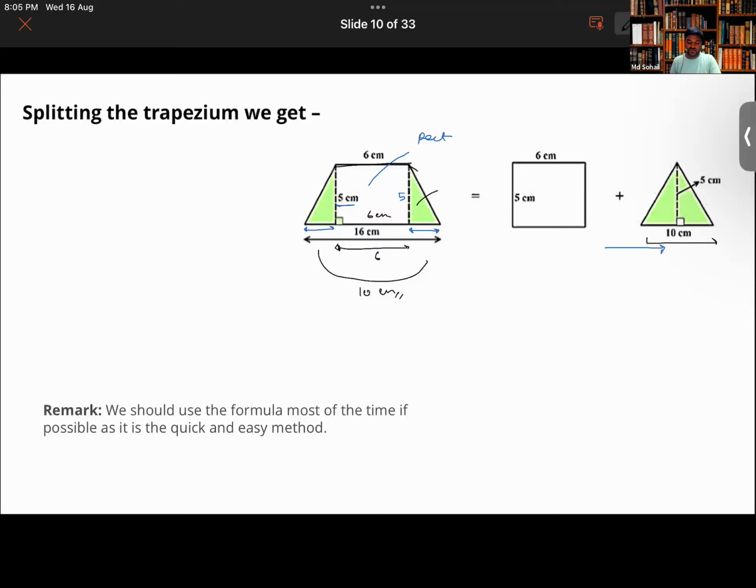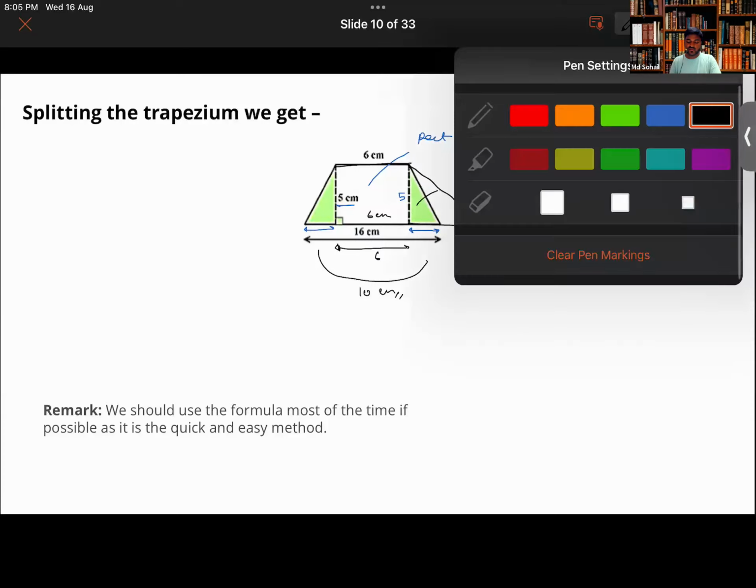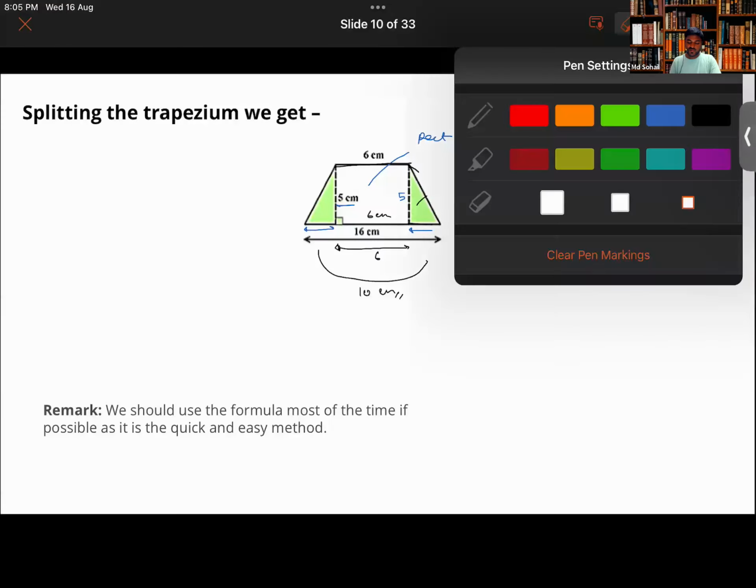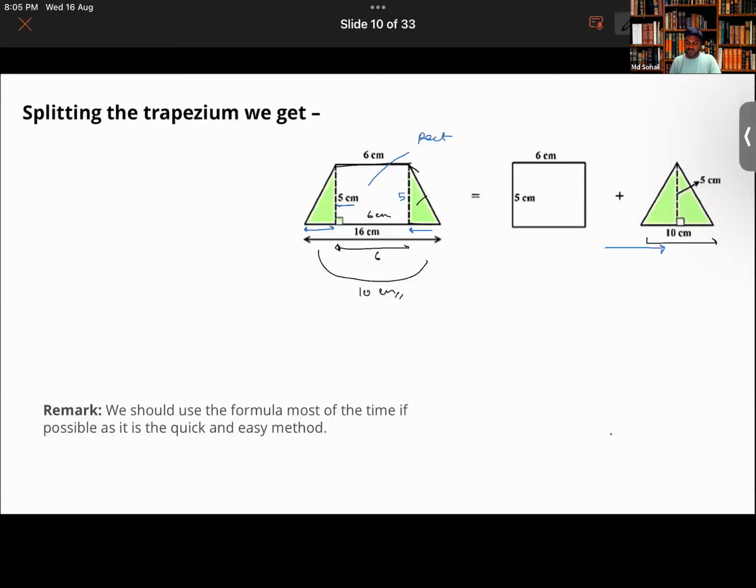Suppose the triangle was like this, then you would have to solve it in another way. You have to take different bases for the two figures. So here you will be getting half into.